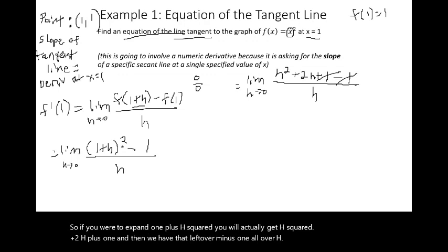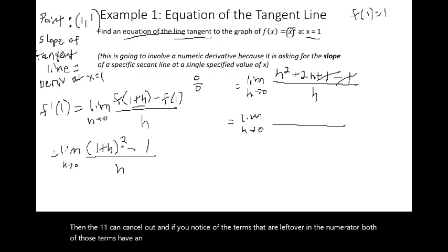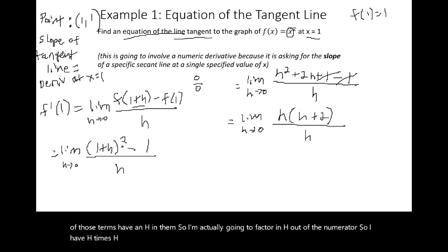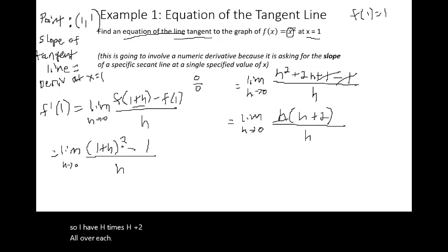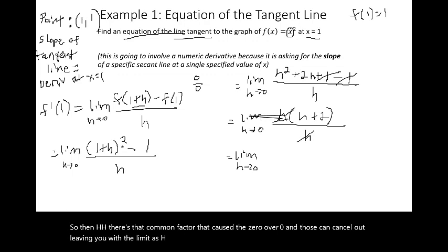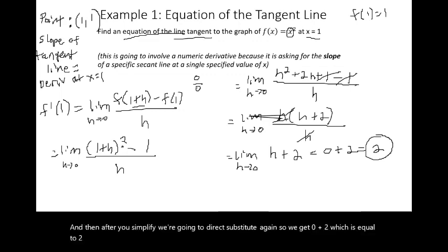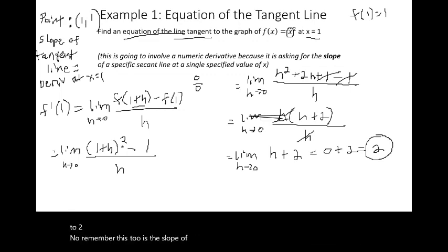Then the 1 minus 1 can cancel out. And if you notice, of the terms that are left over in the numerator, both of those terms have an h in them. So I'm actually going to factor an h out of the numerator. So I have h times h plus 2 all over h. So then h and h, there's that common factor that caused the 0 over 0, and those can cancel out, leaving you with the limit as h approaches 0 of h plus 2. And then after you simplify, we're going to direct substitute again, so we get 0 plus 2, which is equal to 2. Now remember, this 2 is the slope of the tangent line of f of x at x equals 1.